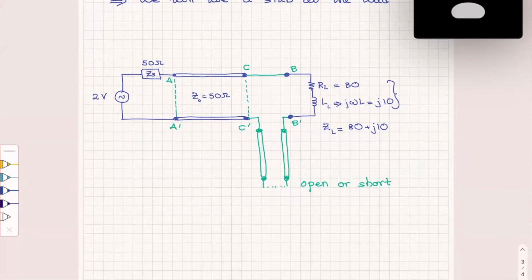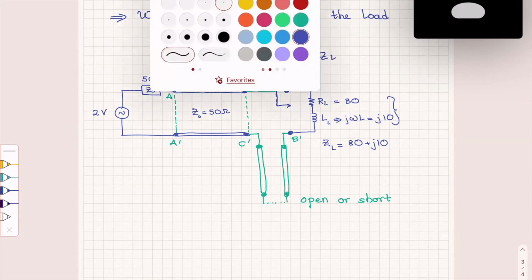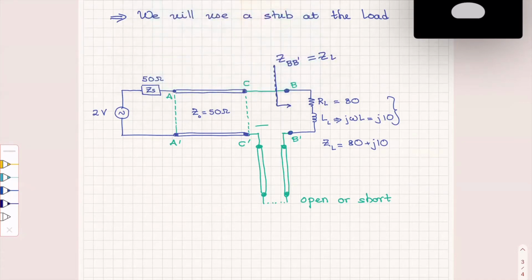Now, what you need to think of in the following way. I have here an input impedance, Z_in, so Z at BB prime is Z_in. Then I have this input impedance, and this is Z C prime B prime, which is the input impedance of the stub.